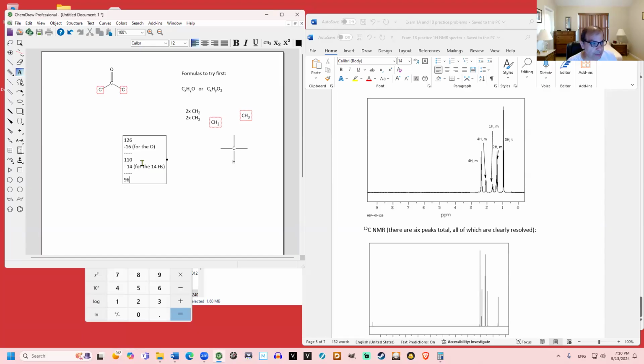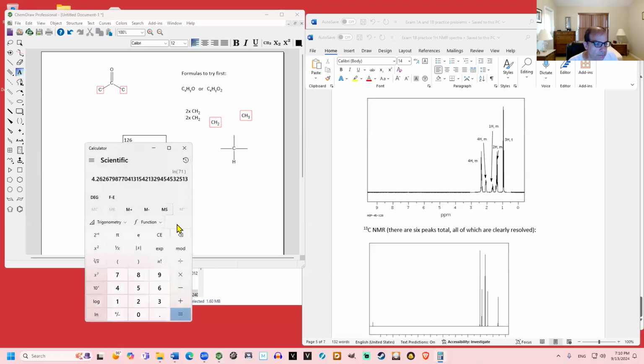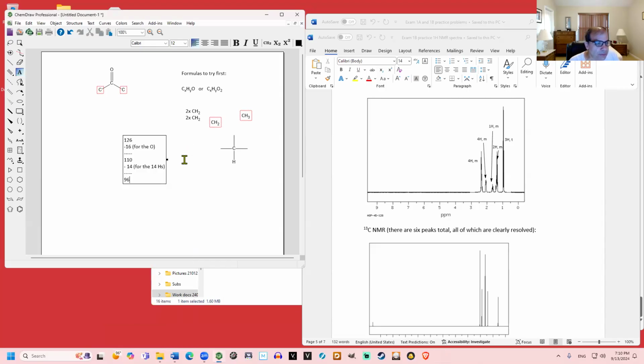Well, I think 96 is evenly divisible by 12. We can find that out for sure. 96 divided by 12 is 8. I should have known that, but it's late. So we've got ourselves a formula. There's 8 carbons, 1 oxygen, and 14 hydrogens. So our formula is C8H14O.